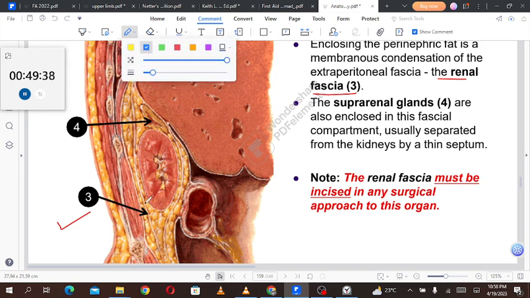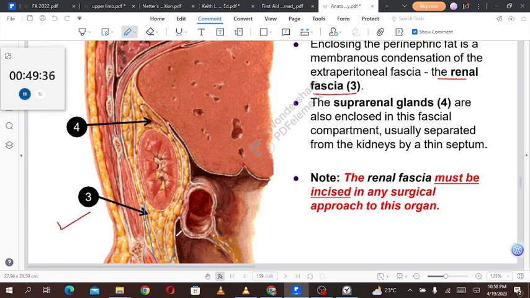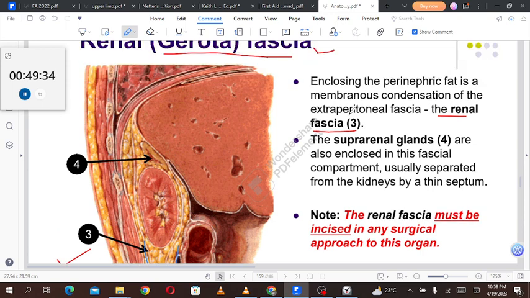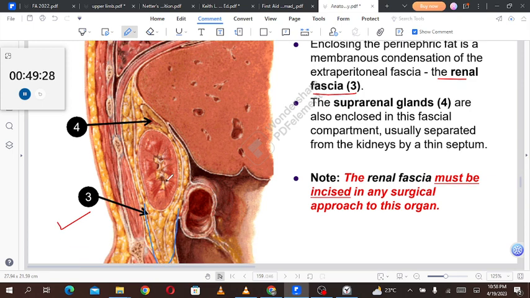We'll go with blue. So this fascia, like over here, is enclosing the fat. So enclosing the perinephric fat. The fat that is surrounding the kidney is called the perinephric fat, and it is enclosed by a membranous condensation of the extraperitoneal fascia, the renal fascia.